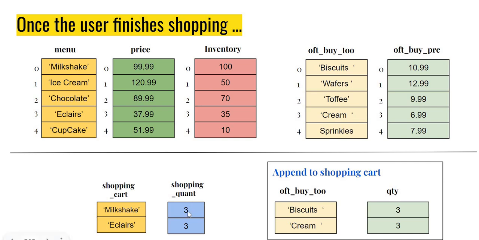3 quantity, because the user purchased 3 from the shopping quant. So I can just pick up the shopping quant and put in the quantity. Likewise, the user purchased eclairs, so I figure out that's at index number 3. Index number 3 of off by 2 is cream, so I go and recommend cream to my user. And again, all of this I append back to the shopping cart so that my shopping cart gets updated, and the entire program just flows from there.